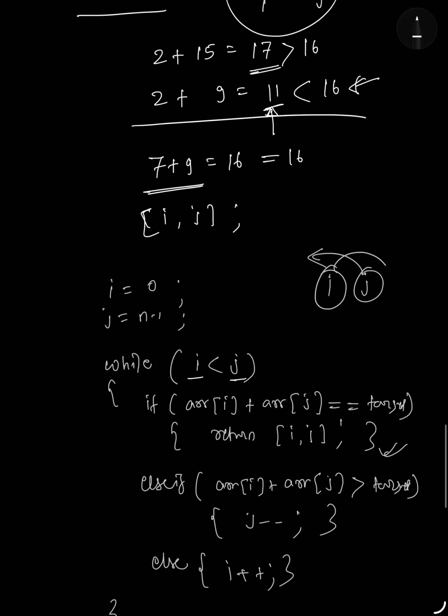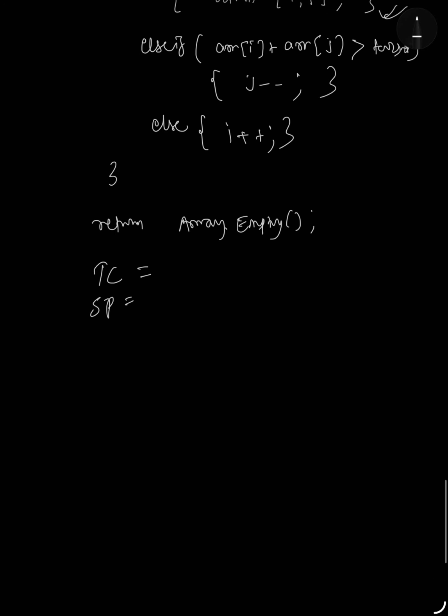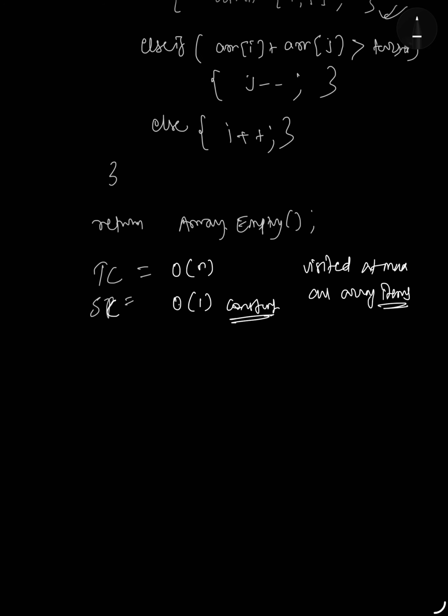So in the worst case, we will be moving through all the array items, visiting at max all array items, right? All array items, not beyond that. So time complexity is going to be O of n, and space complexity will definitely be O of 1, constant space. We are not using any extra space to store anything, so that is why this will be the optimal approach when the array is sorted.